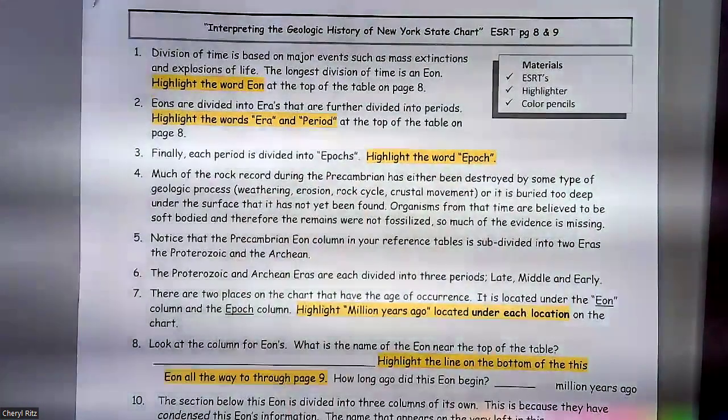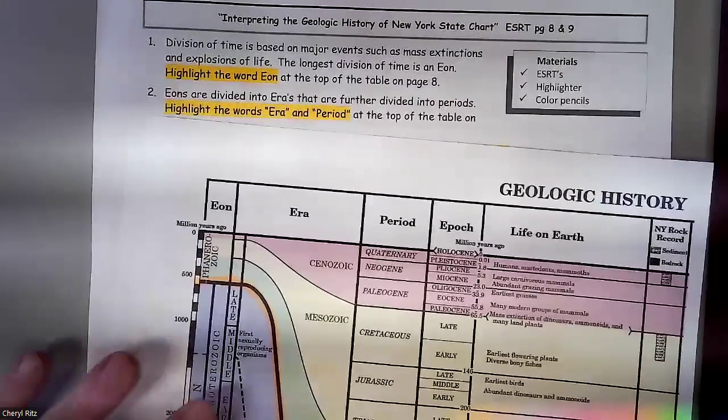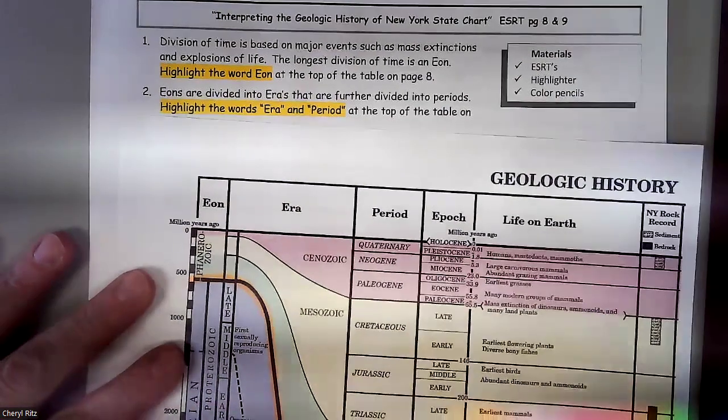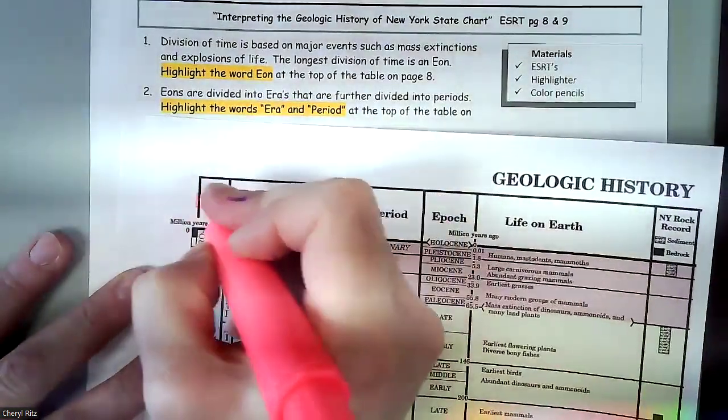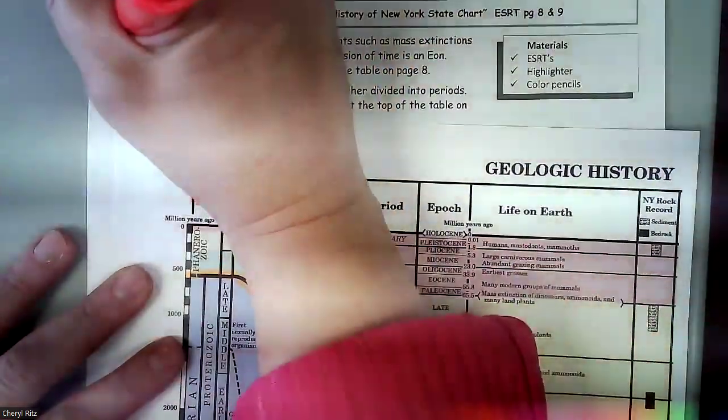So it says the division of time is based on major events such as mass extinction and explosions of life. The longest division of time is an eon. Highlight the word eon. So grab Phoenix, grab your reference table, grab tomorrow's assignment, and question 1 says to highlight the word eon. That's step number 1. Done.